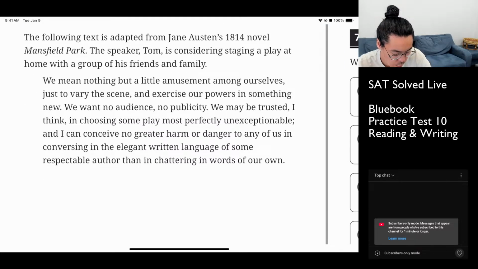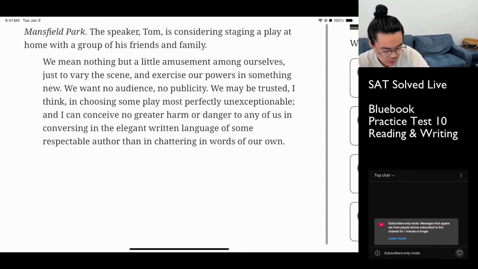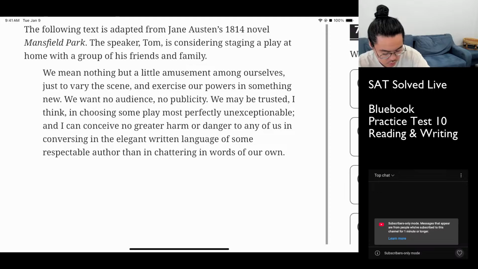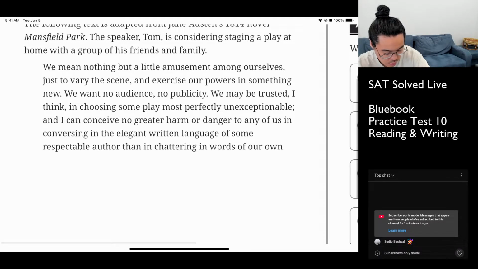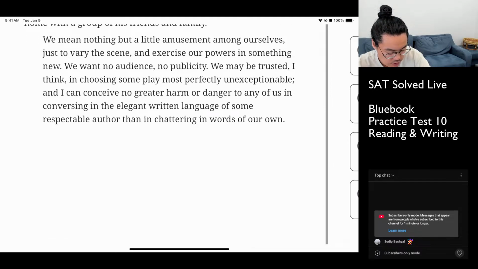The speaker is Tom. We, as in Tom and my friends and family, we mean nothing but just a little fun. Just change it up to just try being creative. We don't want audiences or publicity. We can be trusted to choose something that is unexceptional, not crazy. I can conceive no greater harm or danger to any of us conversing in the written language than chattering words of our own. Oh, I see. It's like there's no difference between us just chatting versus chatting with our own words or play acting with the words of an author.